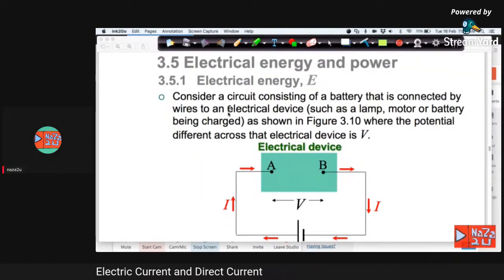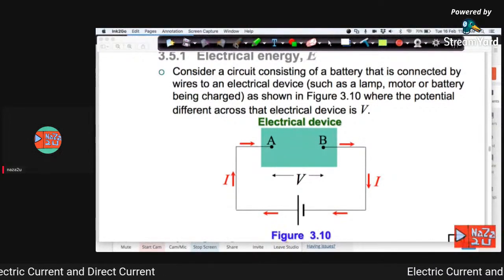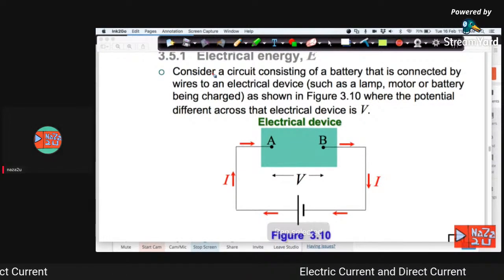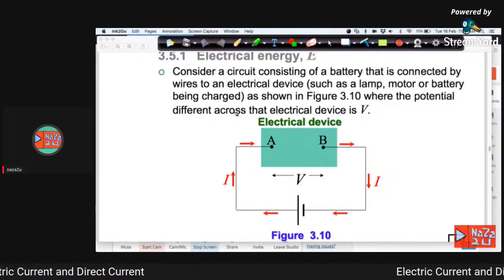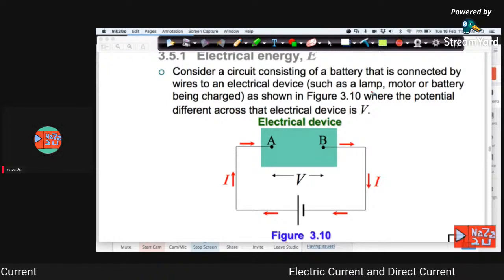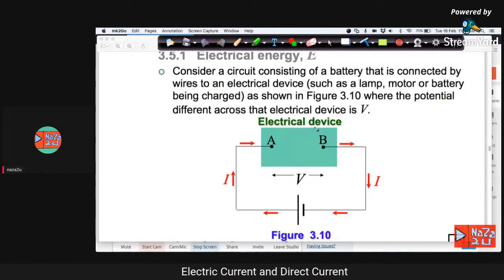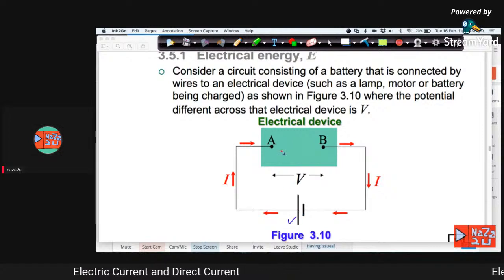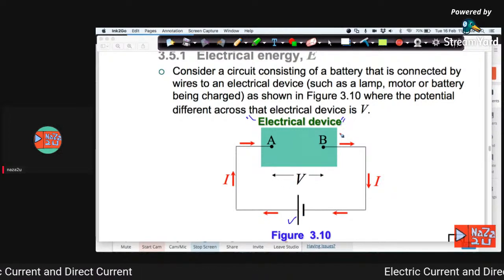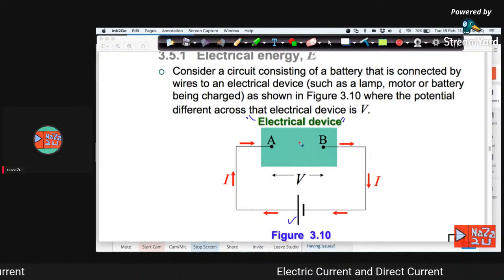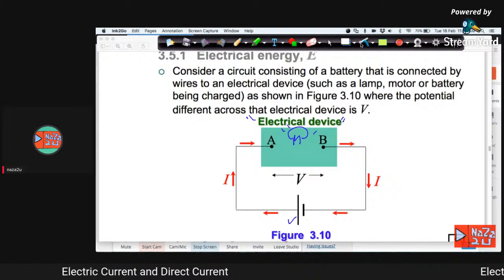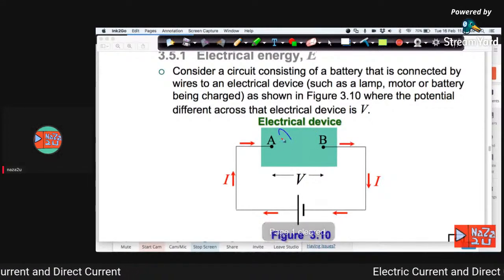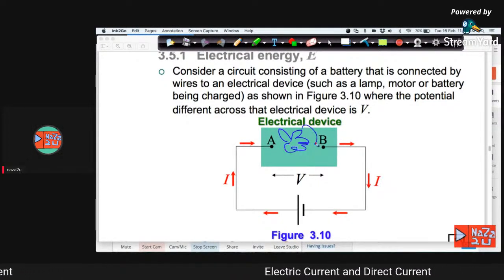Electrical energy, right? So now, electrical energy, okay, this is the circuit. We have a circuit consisting of a battery that is connected by wire to an electrical device such as a lamp or motor. So this is a battery. So this is an electrical device. Tak kisahlah, contohnya lampu. Okay, kalau ada lampu, lampu tu dia akan menyala. Kalau kita letak electrical device ni motor, ataupun kipas, kipas tu akan berpusing contohnya.